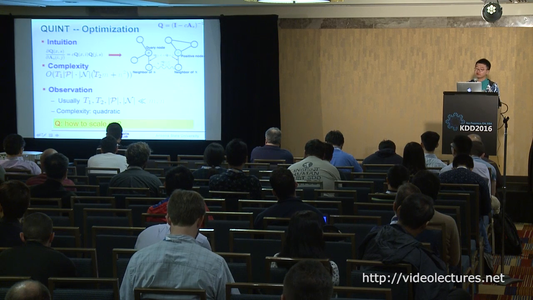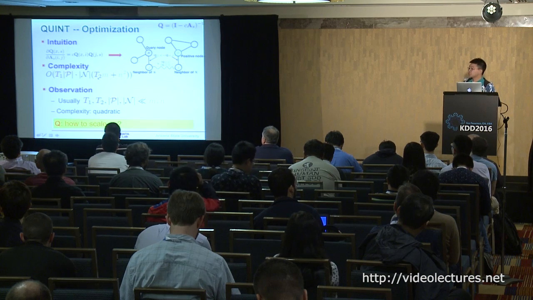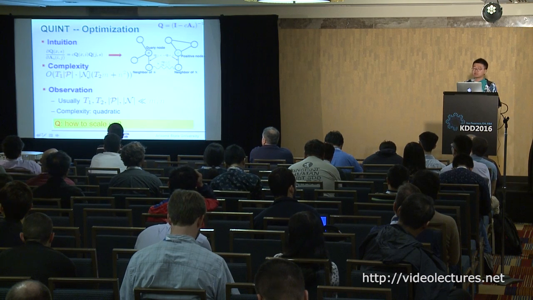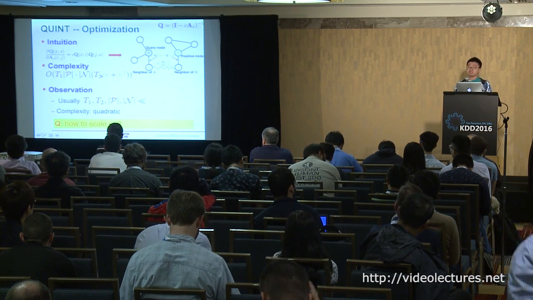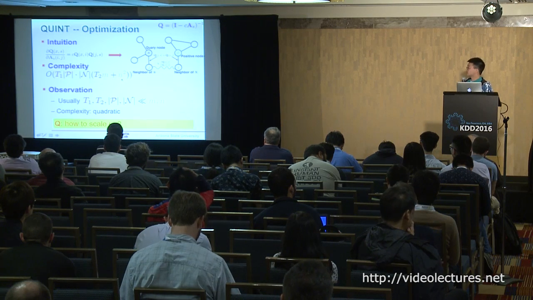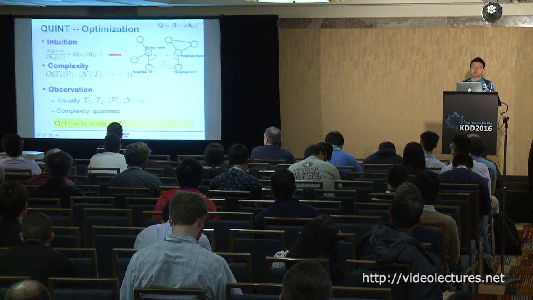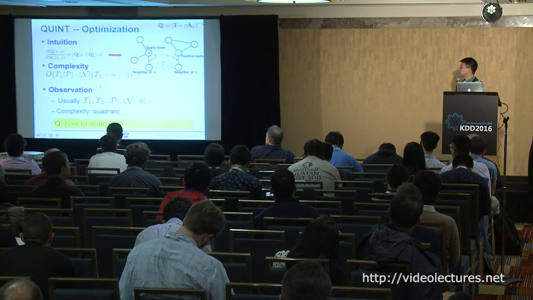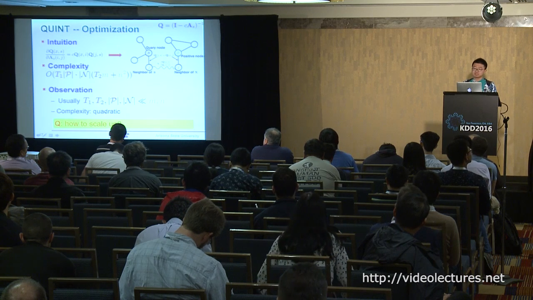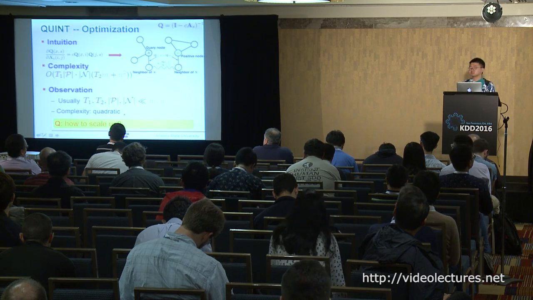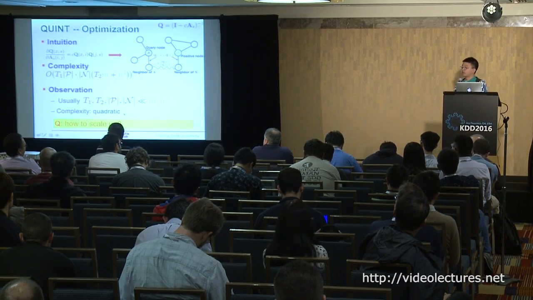So the overall complexity is as this. T1 and T2 are iteration numbers. P and N are the sizes of positive nodes and negative nodes. m is the number of edges. n is the number of nodes in the network. Usually T1 and T2, P and N are much smaller than the network sizes. But the complexity is quadratic to the number of nodes, which is often very large in practice. So the question is, how can we scale up the computation?